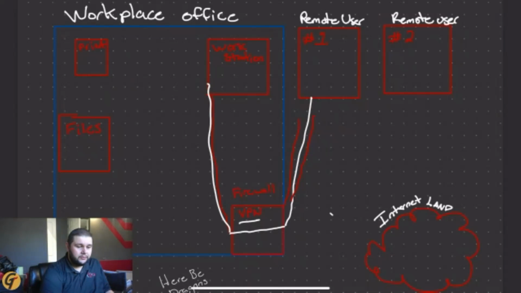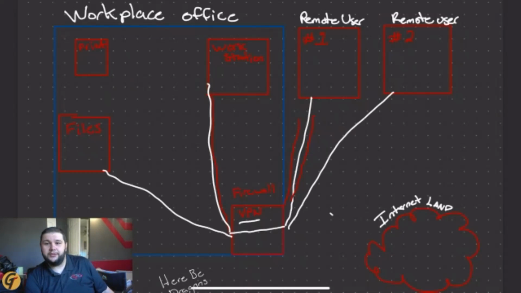Remote user 2 does the same thing, but they want to access the network storage. They want to be able to access the shared files, where everyone keeps their PDFs and all the client information is, or you're doing some kind of collaboration work. It doesn't matter why they're coming in, they just need to get in.